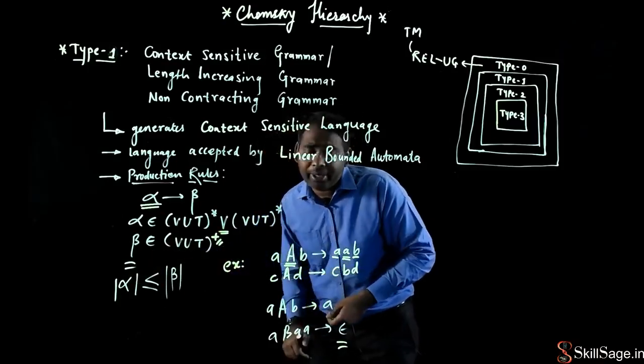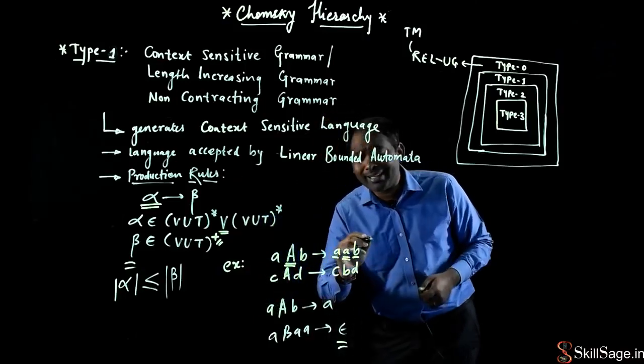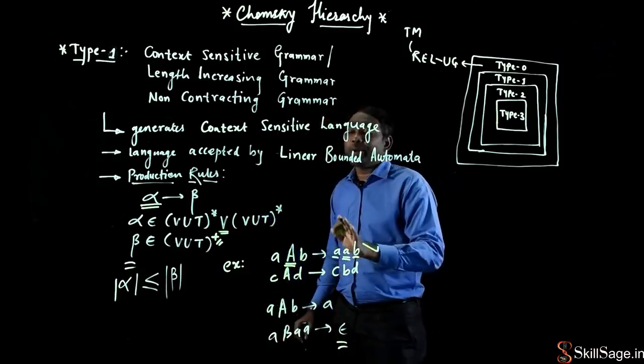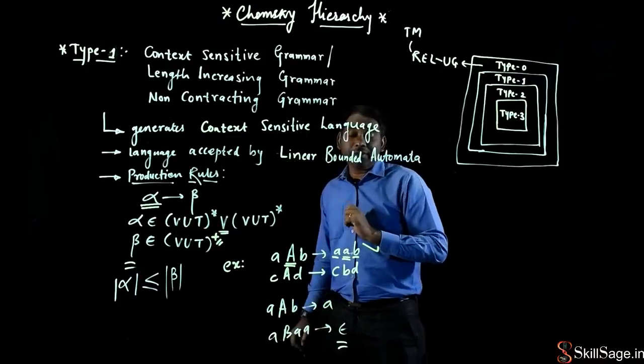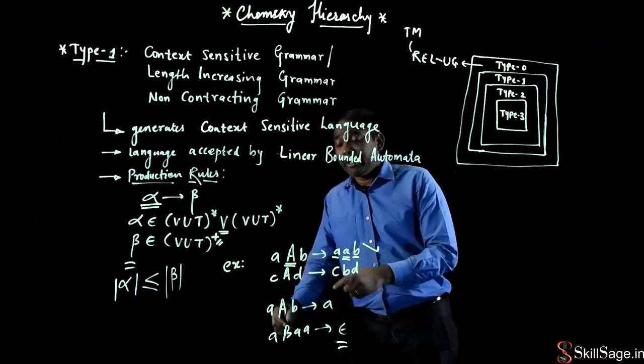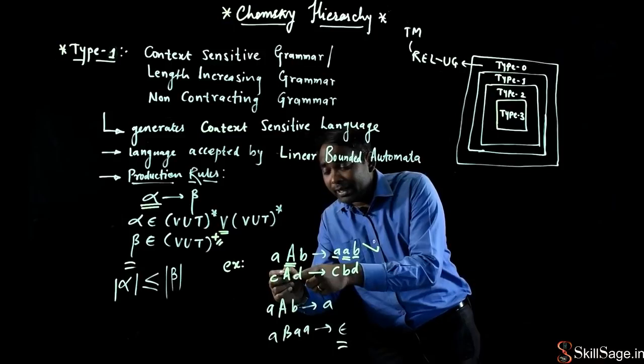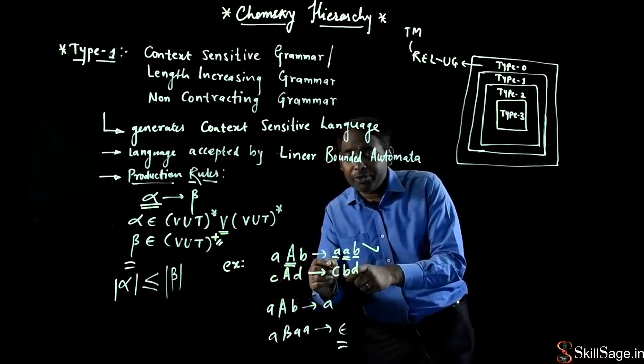So it satisfies the third property of my production rules. I can say that this is my valid production of context sensitive grammar. What about this one, right? It produces what? C A D, which produces C B D.